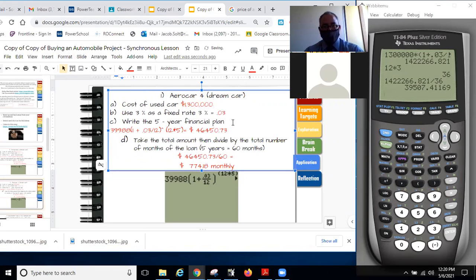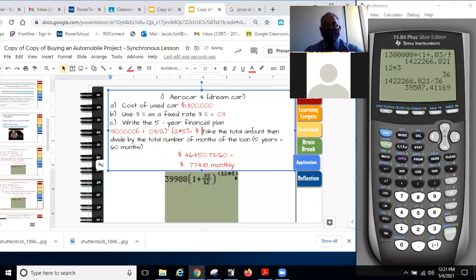1,300,000. There's my car price. Now I need to change this over here. 1,300,000. Good. Get rid of all this. I need to redo a calculation for the 5-year plan. I should have a lower monthly payment on my 5-year plan.